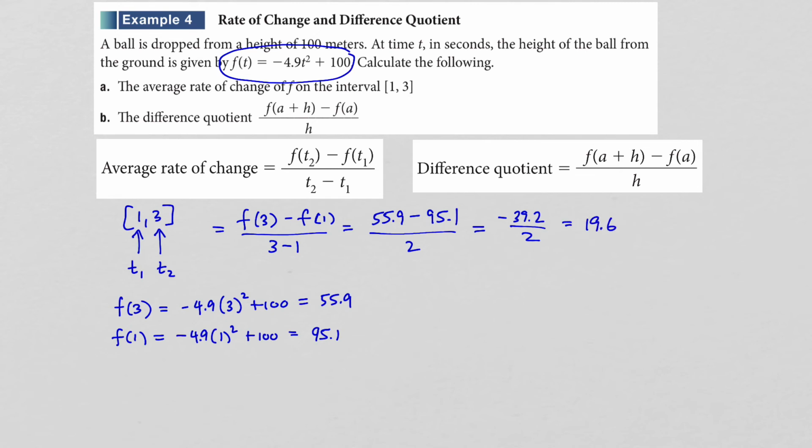Now, what is this measuring exactly? Well, it's measuring the average rate of change of the function, and the function measures the height of the ball. So this is measuring the average rate of change of the height of the ball. And, oh, by the way, this should be negative. So this negative 19.6 is basically an average velocity. It's negative 19.6 meters per second.